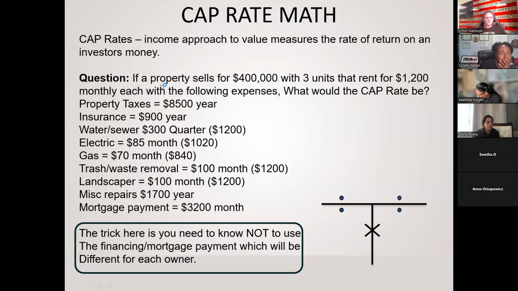So in this problem, there's a question here. If a property sells for $340,000 with 3 units that rent for $1,200 a month each, with the following expenses, what would the cap rate be?